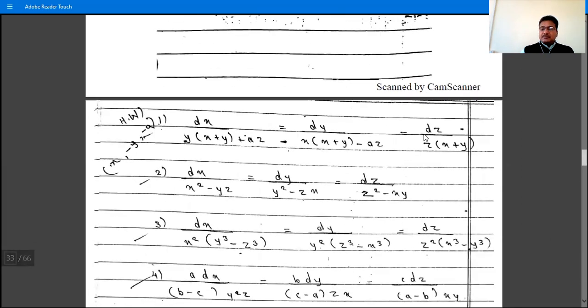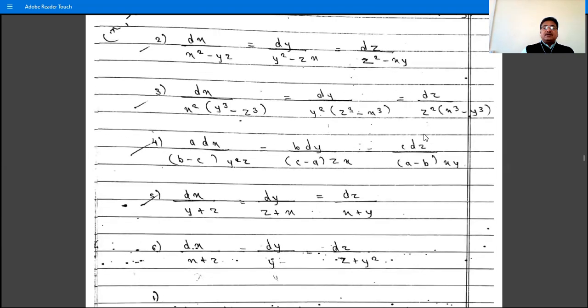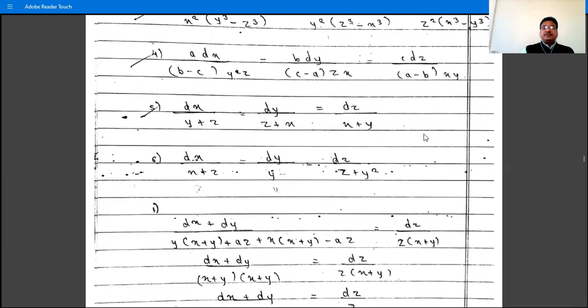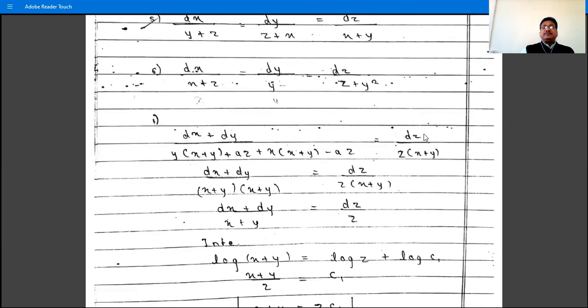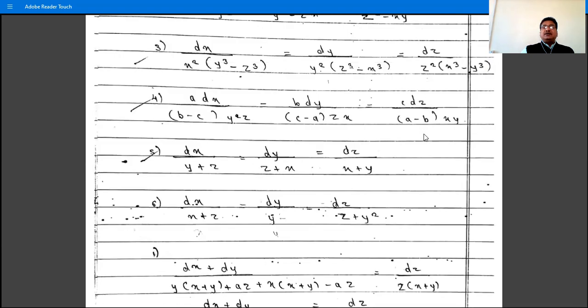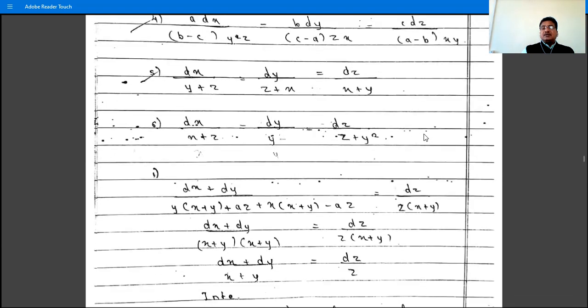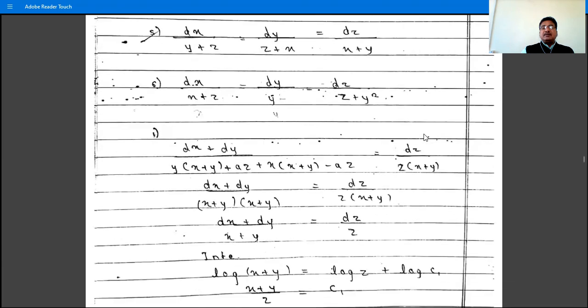So these are the problems for homework. Actually, their solutions are also given. The examples are of the type dx by p, dy by q, dz by r. So the solutions of some problems are given here.